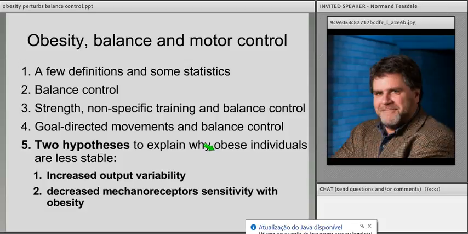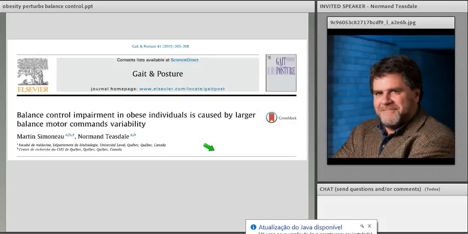So why do obese individuals weigh more and are less stable than normal weight individuals? There are actually two hypotheses we've been working on. One is an increased output variability. The other one is a decreased sensitivity of the mechanoreceptors. I'll present both right now.